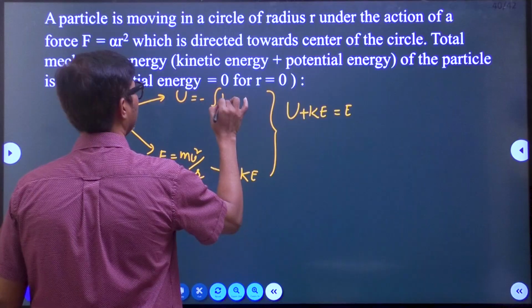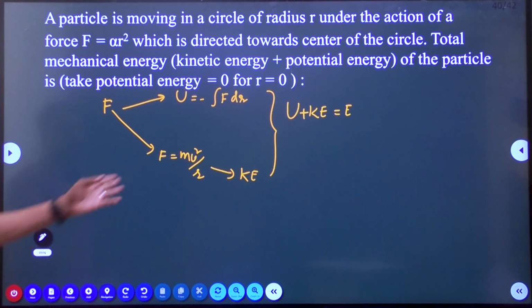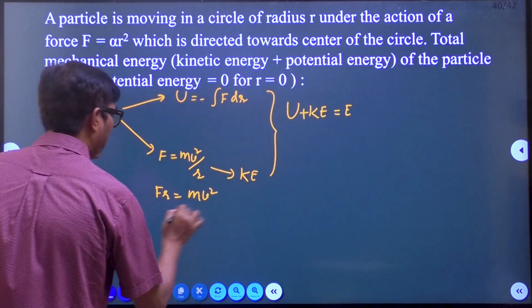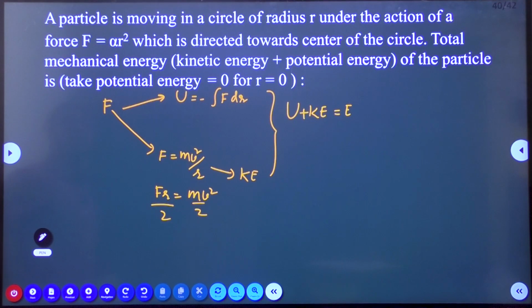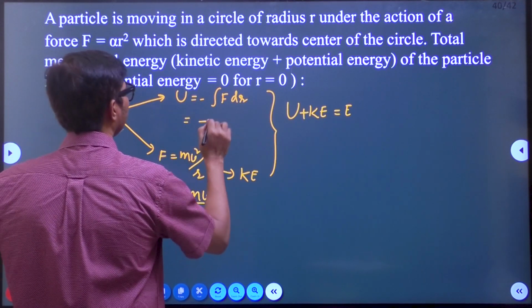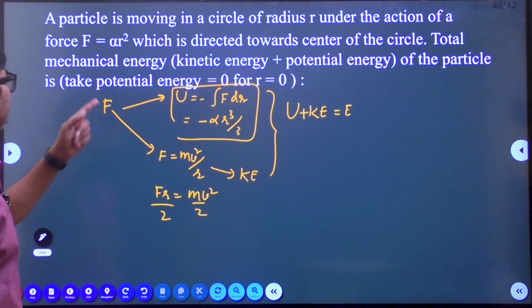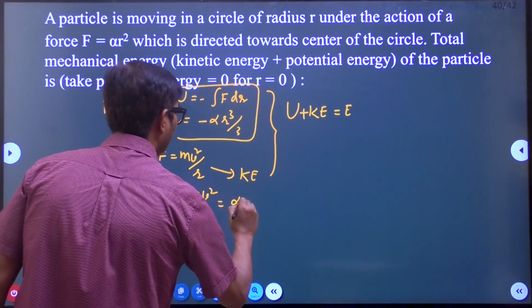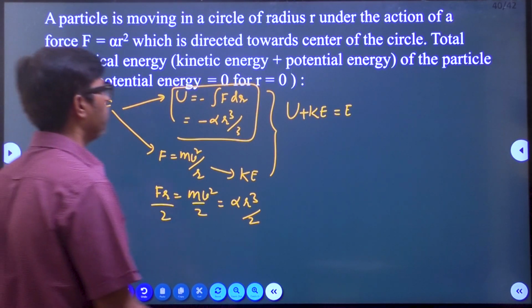From force to potential energy, I'm sure you are aware: potential energy equal to minus integral F dr. And F equal to mv square by r, from there I can calculate mv square also. You can write Fr equal to mv square by 2, you will get half mv square. So first integrate it, what do I get here? This is minus alpha into r cube by 3. That is going to be potential energy. And kinetic energy is Fr by 2, alpha r squared into r, that will be alpha r cube by 2. Total energy is the summation of it.